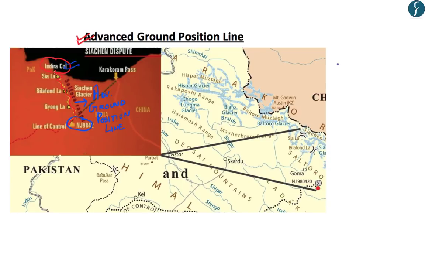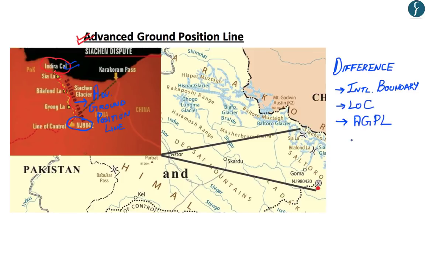So hopefully if a question is asked in your prelims or your mains examination about the difference between the international boundary between India and Pakistan, the line of control, and the advanced ground position line, you would be able to answer. Now we move on to our next article.